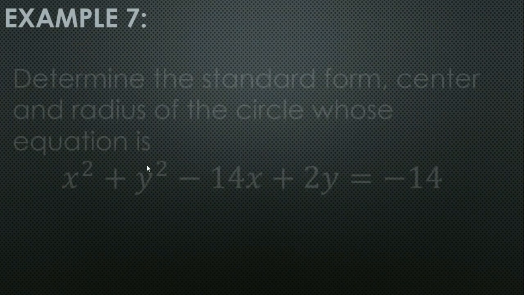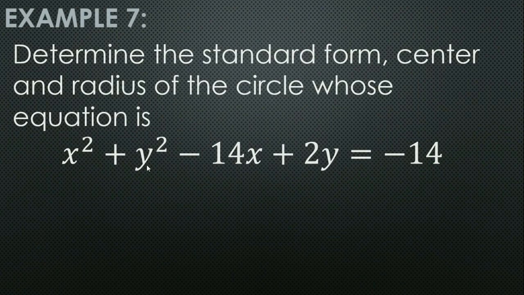Example number 7. Determine the standard form, center, and radius of the circle whose equation is x squared plus y squared minus 14x plus 2y is equal to negative 14. For the solution, watch this video.